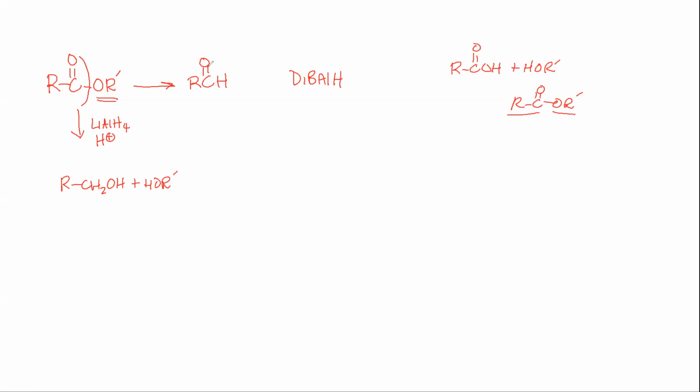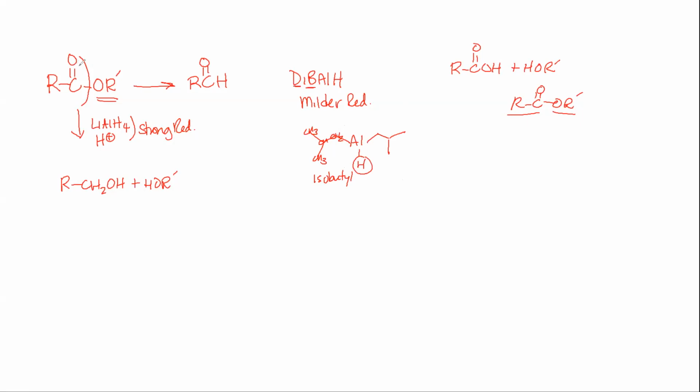But what DIBAL does is it basically replaces the OR group with an H. So this is a very strong reducing reagent, and this one is mild. It's a milder reducing reagent. So DIBAL is, I wrote it this way in the notes. I think I'm missing a carbon. It's diisobutyl. So this is an isobutyl group. So there's two of them. So it's diisobutyl aluminum hydride.